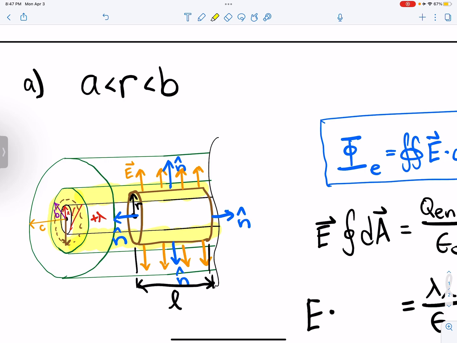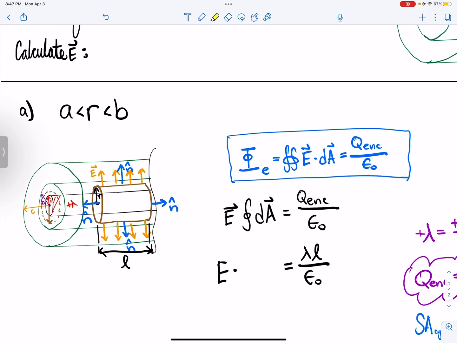And in order to do that, I've drawn a Gaussian surface with radius r. That's my Gaussian surface with radius r, and radius r again is between radius A and radius B. So it's somewhere here in this region.